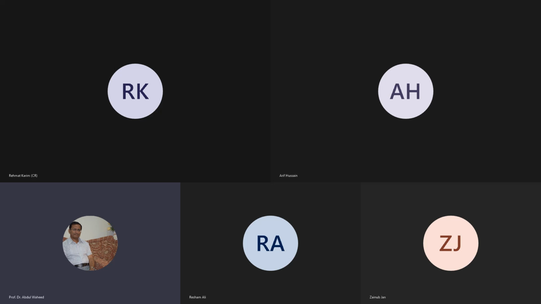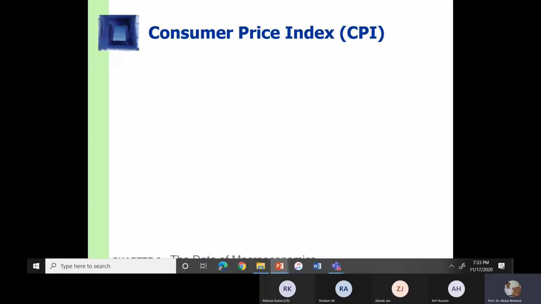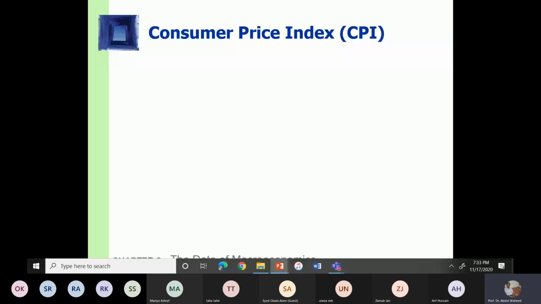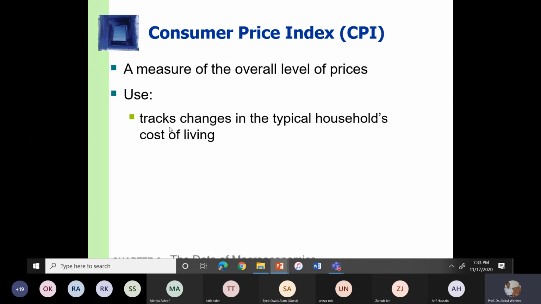We will discuss calculation of inflation rate using consumer price index. Last time we discussed how to calculate inflation rate using GDP deflator. So GDP deflator is a general price level, and consumer price index is also a general price level. It is a measure of the overall level of prices, and it is used to track changes in the typical household's cost of living.